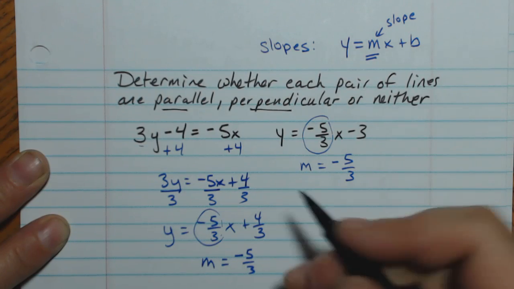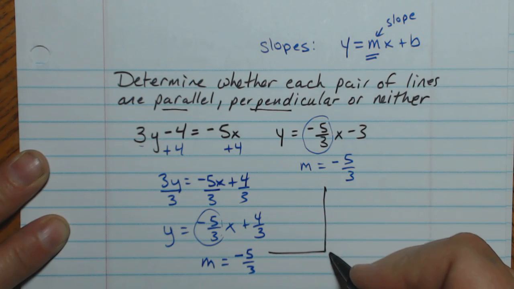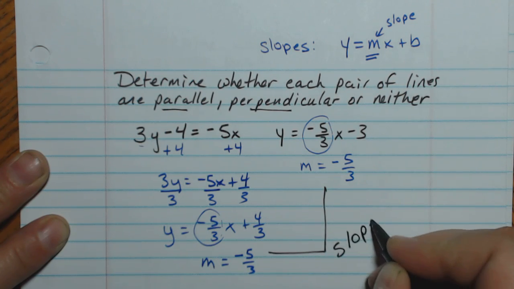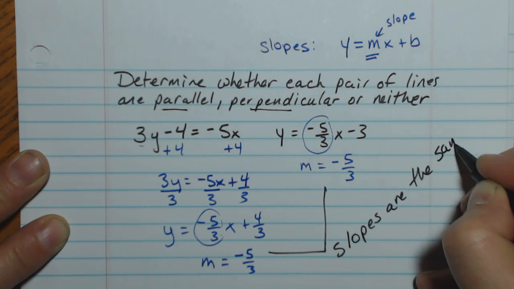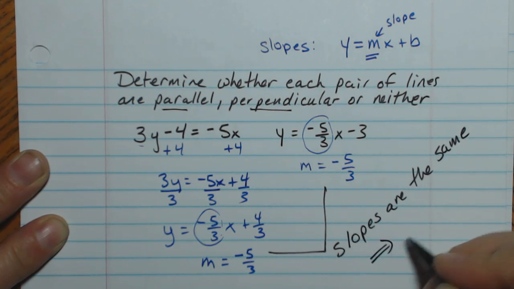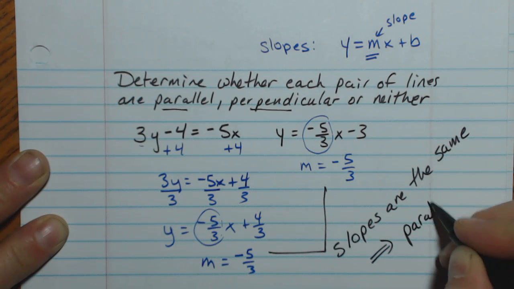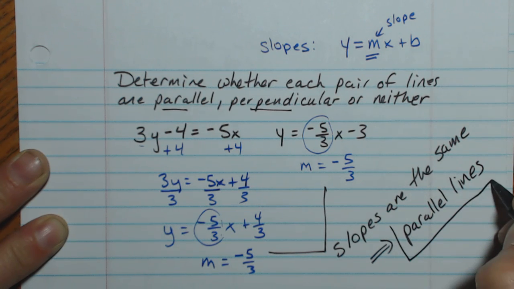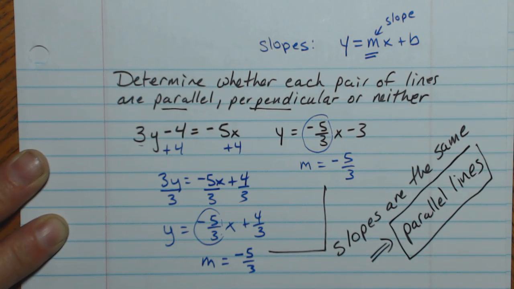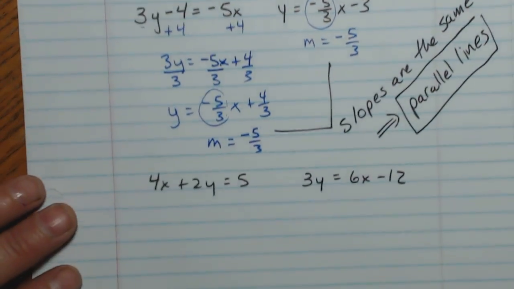When I compare my slopes, I can see the slopes are the same. And that means I have parallel lines, because parallel lines are lines that have the same slope. They never cross. Let's look at another example.